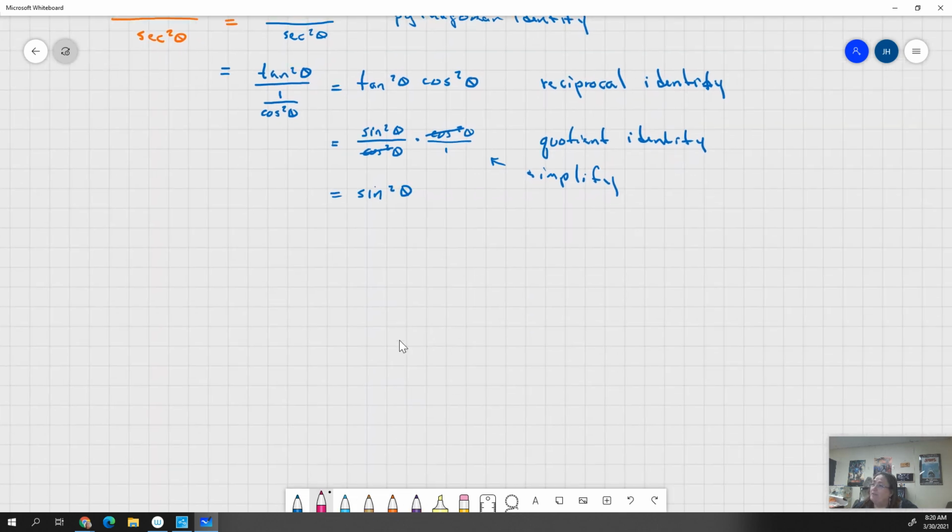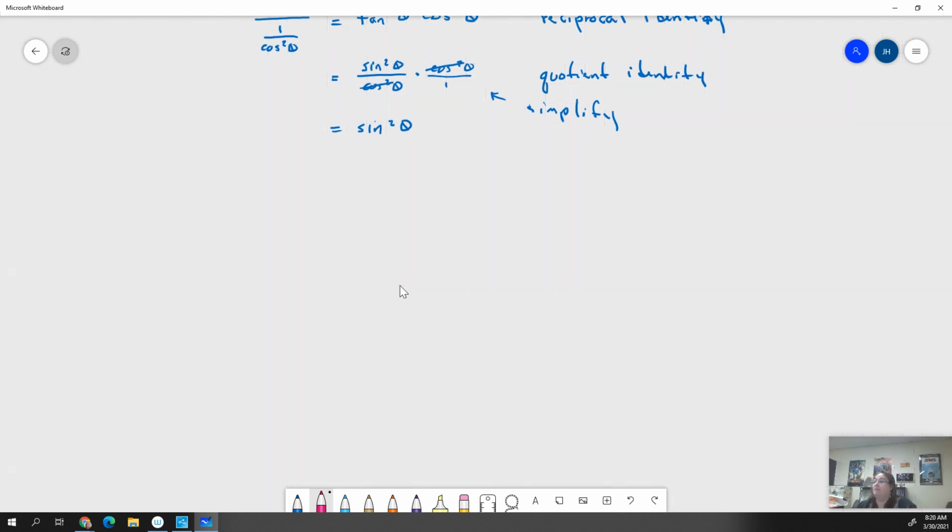Let's change colors because really the color is the most important thing. Let's do: verify that 2 secant squared alpha equals 1 over 1 minus sine of alpha plus 1 over 1 plus sine of alpha.